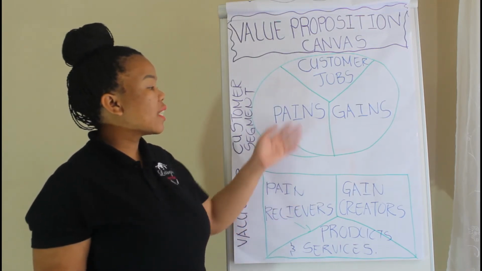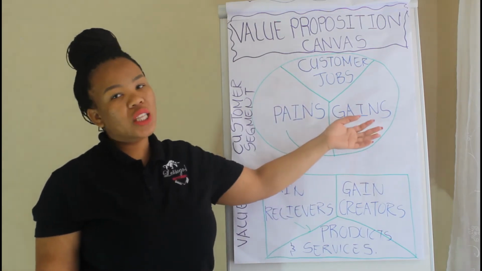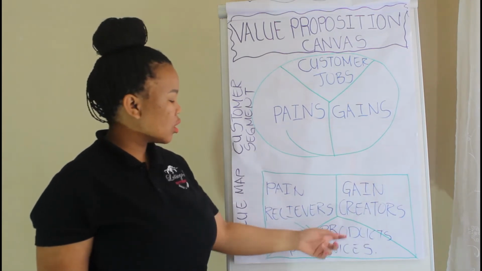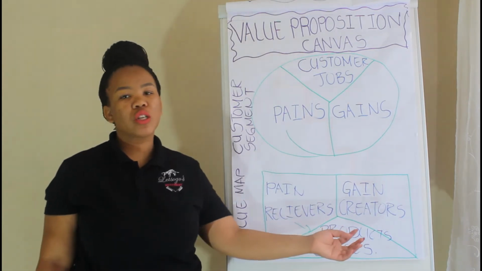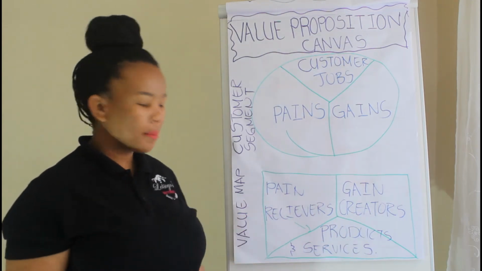And the other part that helps us translate the gaps into opportunities has pain relievers on this part. So it's basically taking these pains and turning them into pain relievers. It also has gains, taking the gains and formalizing them as gain creators. And it's got this products and services part where you actually place your product and service, right? So this is where the value proposition is going to be.